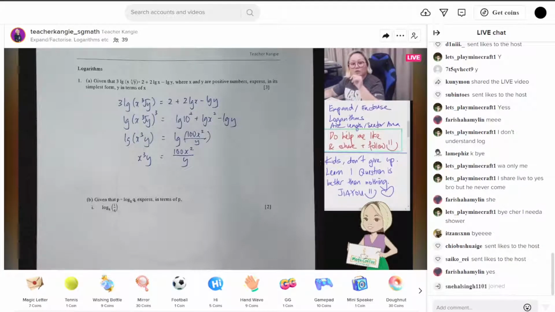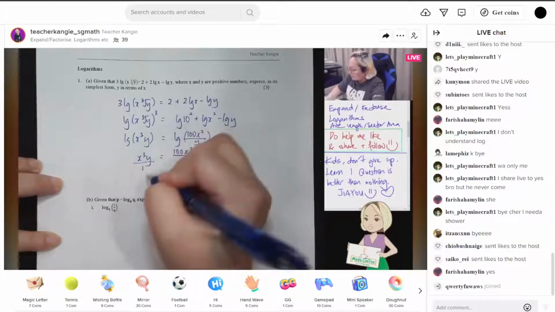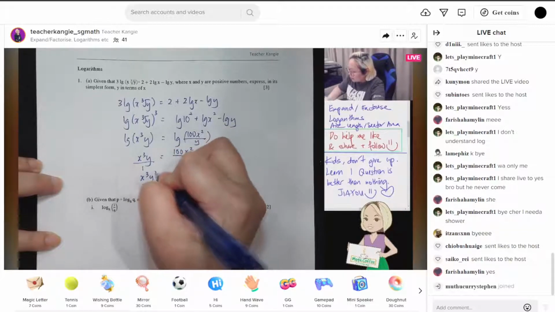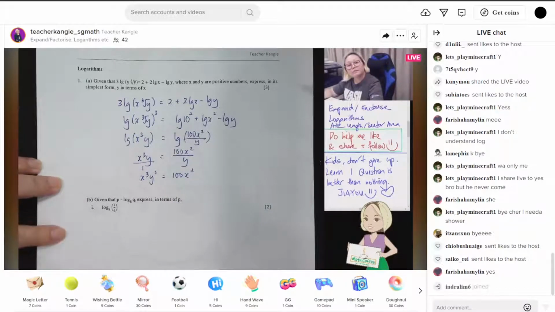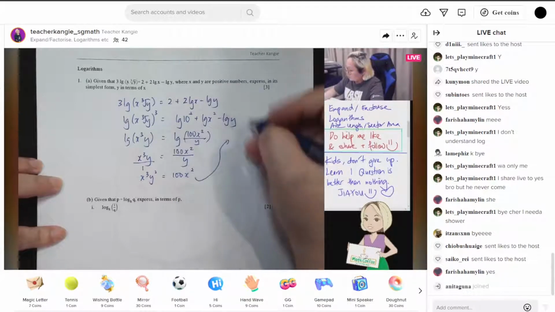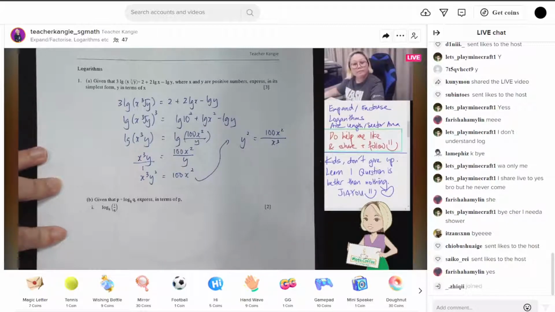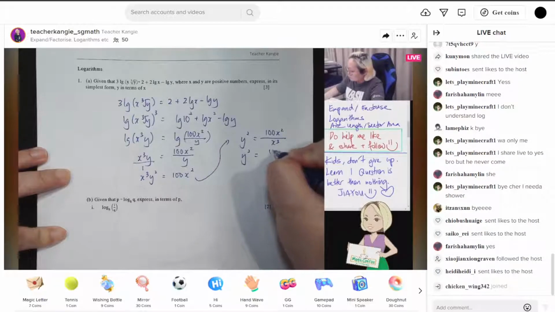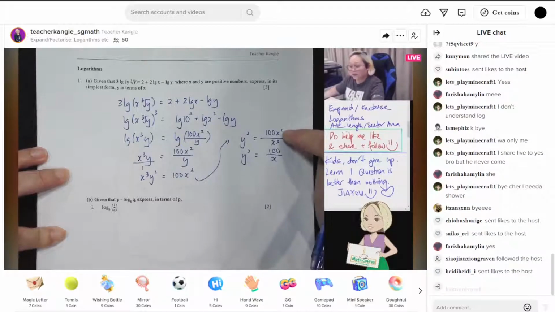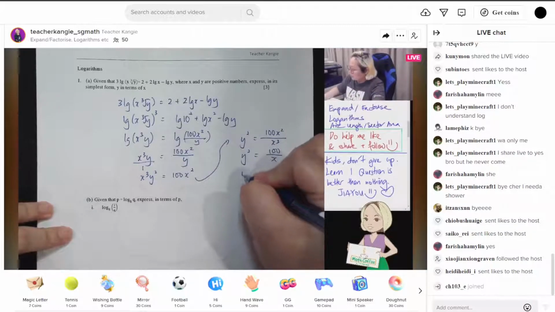So your task is to make y the subject. So I'm going to put over 1. Cross multiply, it becomes x cubed y squared equals 100x squared. And I want to make y the subject. So y squared equals 100x squared over x cubed. My x squared and x cubed can simplify. So y squared is equal to 100 over x. Cancel the x squared. Bottom still has one more x. So don't forget to square root.